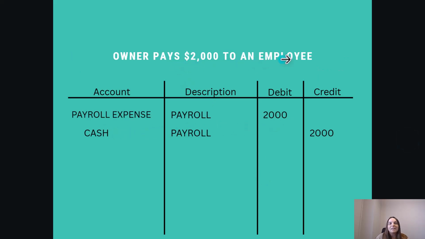Our owner pays $2,000 to an employee. Now we are going to increase payroll expense. An expense has a normal debit balance, so we're going to debit it by $2,000. And then we are going to decrease cash. Cash has a normal debit balance, so we credit it to decrease it.